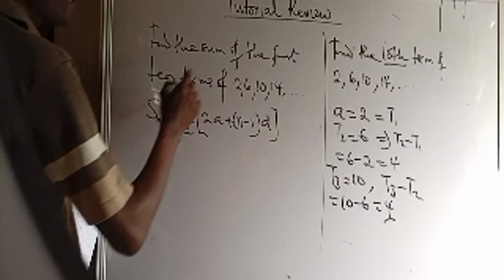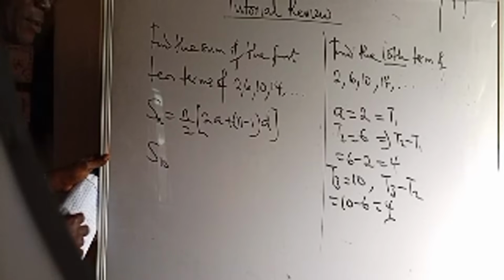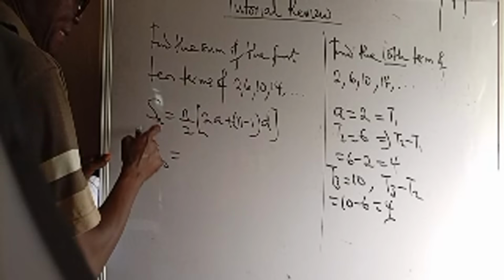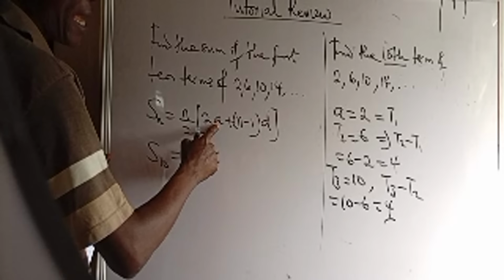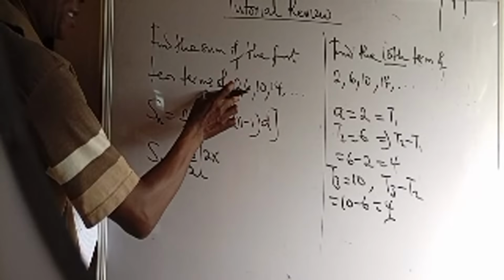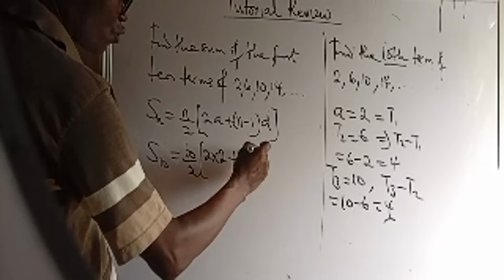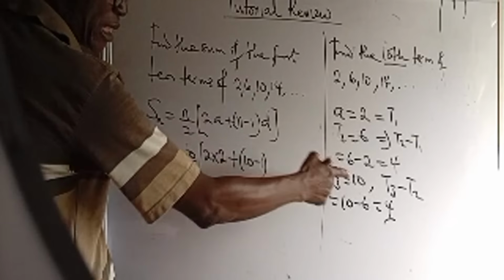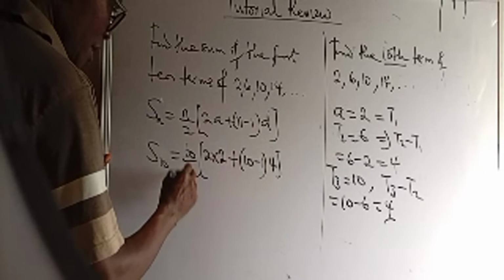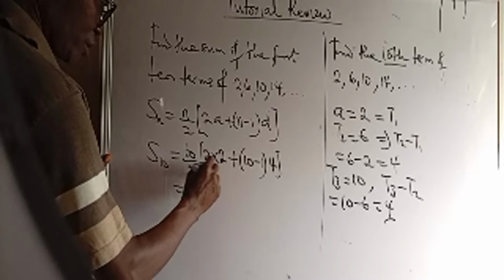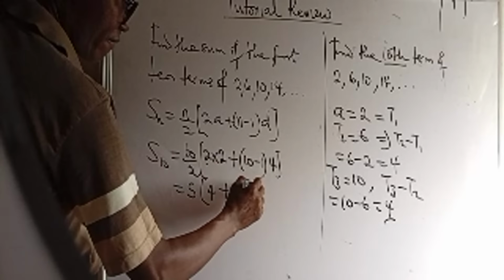So that implies the sum of the first 10 terms. n is 10. 10 over 2, into 2 times our a, which is 2, plus our n, 10, minus 1, then our d, it's the same question we solved here, d is 4. 10 over 2 is 5 into bracket 2 times 2 is 4 plus 10 minus 1 is 9 multiplied by 4.